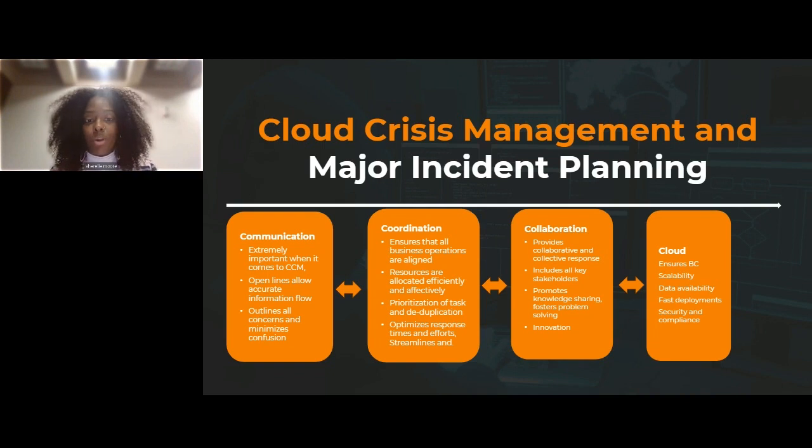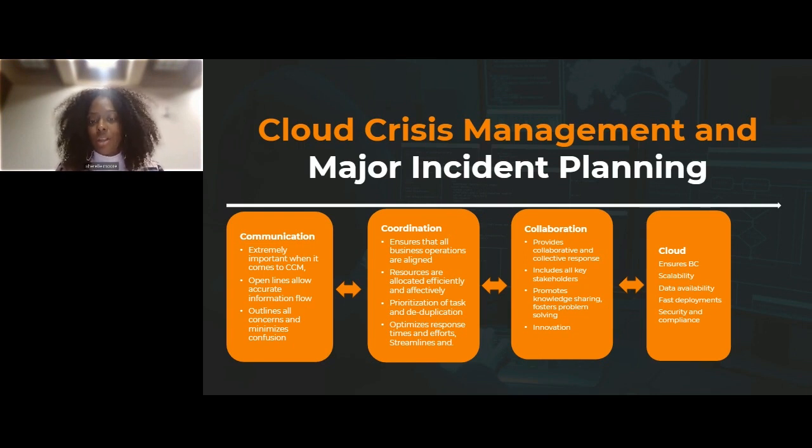Then we want to move from coordination to collaboration, which goes hand in hand with communication, I believe, as a team. So we want to always collaborate correctly to make sure that the information is good and flowing properly, including all the key stakeholders. It promotes knowledge sharing across teams. So you have the security operations team, your network team, your data backup team, the storage team, your server team. Everyone is communicating and collaborating in the event of a major incident in your cloud environment, and it creates innovation.